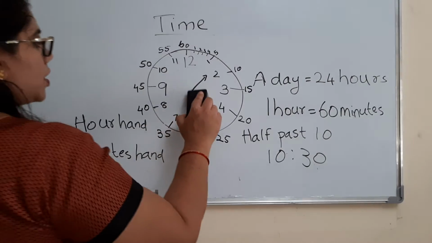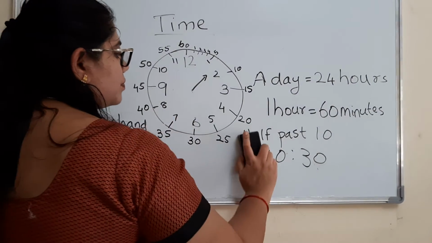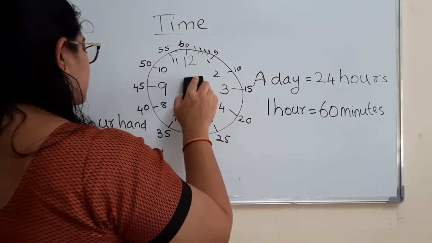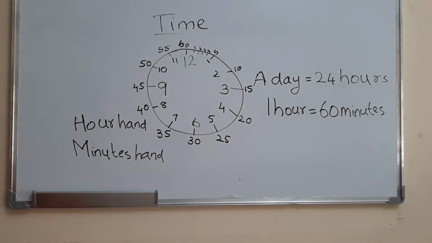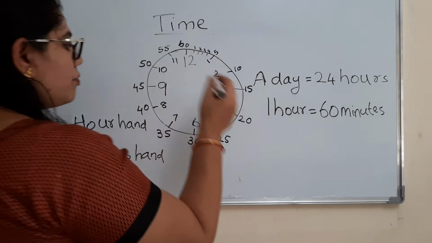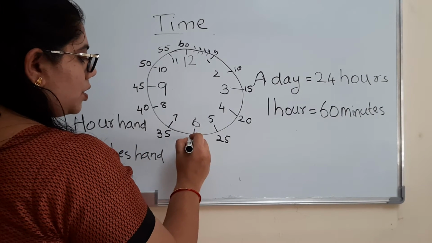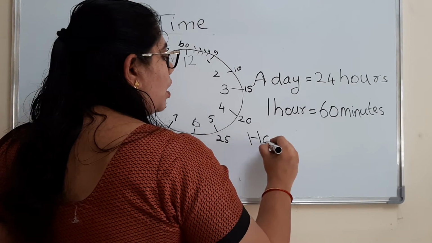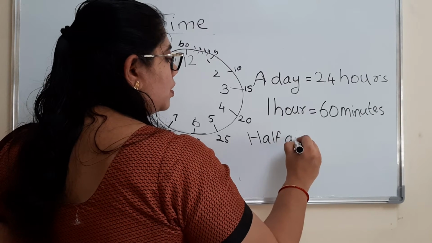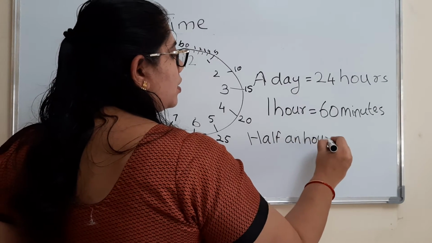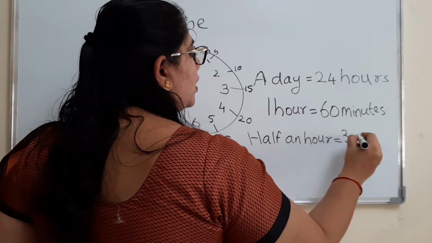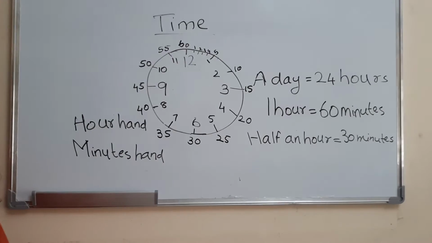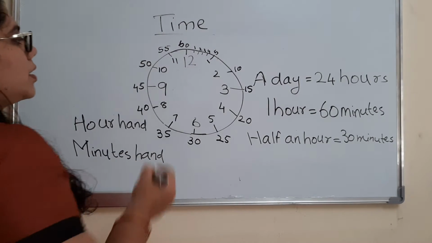Now we are going to check another point. Half means when we reach 30, we call it half past, right? So what does half mean? Half an hour is called 30 minutes. Half an hour is called 30 minutes.